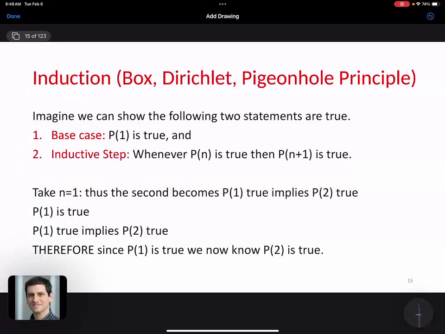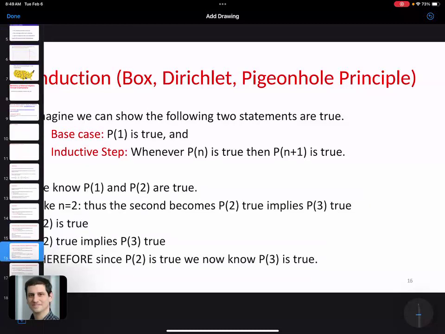Okay, and so let's take n equals 1. So if we take n equals 1, then we know P1 implies P2. So if P1 is true, then P2 is true. So from these two statements, we can now deduce that P2 is true. Now what value should we take for n? Not P2. What value should we take for n? 2. And so now we take n equals 2.